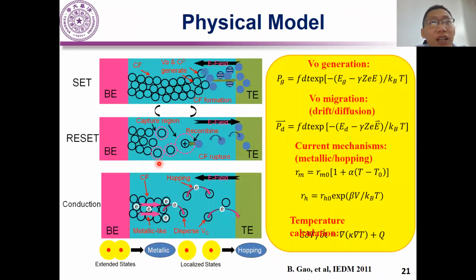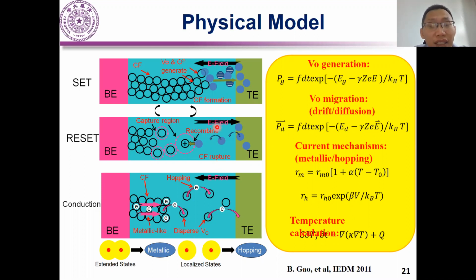We start from the physics-based model. The set process is attributed to the generation of oxygen vacancy under electric field and thermal activation, forming a conductive filament. The filament can be either metallic or tunneling, depending on the density or average distance of oxygen vacancies.